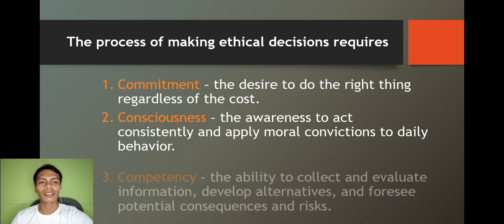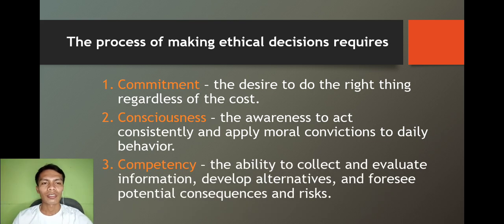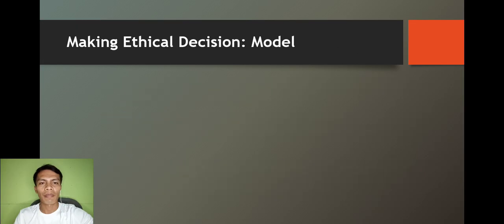Next, we have the competency. The ability to collect and evaluate information, develop alternatives and foresee potential consequences and risks. You have the ability, you are capable of doing the right thing. So it is a way to process ethical decisions.